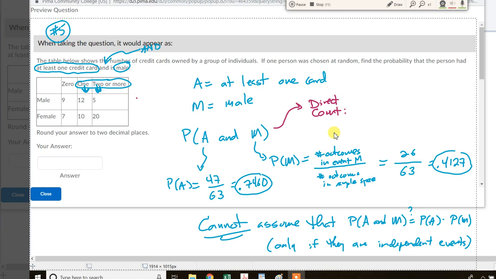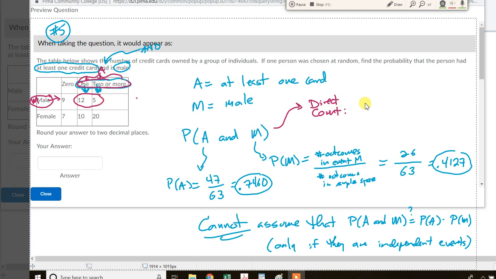So where's the event A and M at the same time? You'd have to be in the A column, which is here. Those two columns together make the A, and this is the M row. So how am I in the M row and the A column at the same time? And the answer is these two guys right here. Those two guys are in the male row and the one or two or more cards.